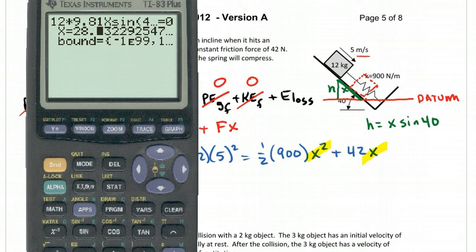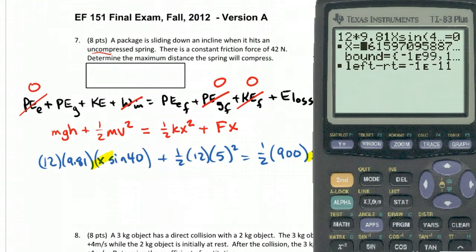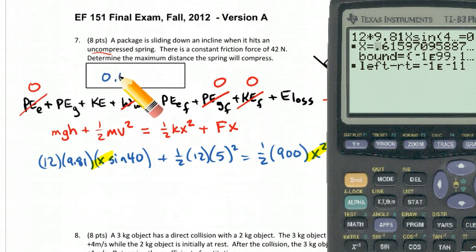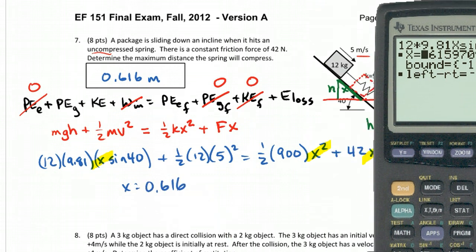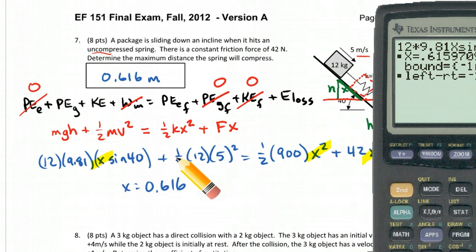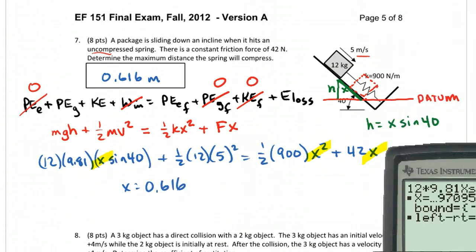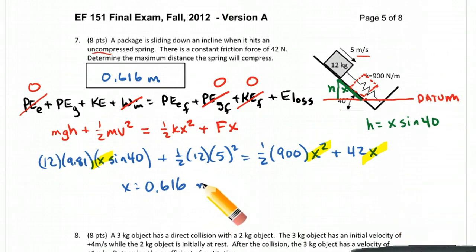Oh, how about 2 meters as a guess? Oops, clear it out to solve. 0.616 sounds reasonable. I worked everything in this problem in terms of kilograms and newtons and meters, so that's why the units will work out to be meters here.